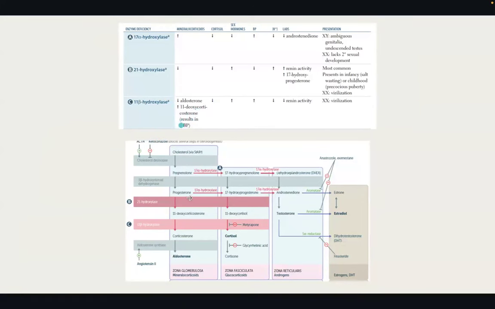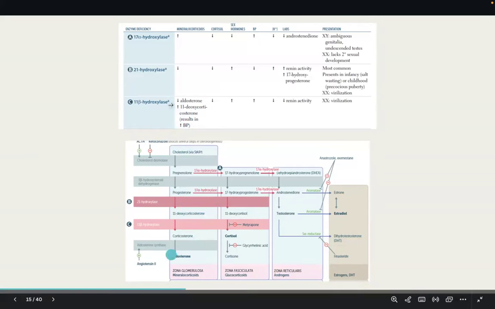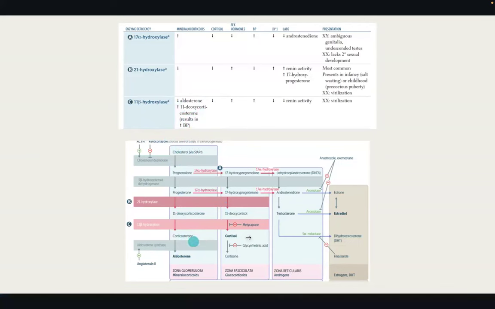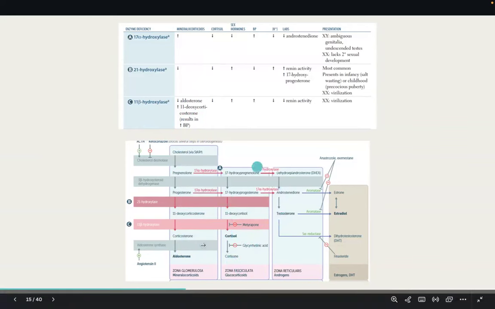Why do you think that is? Because I have a lot of DOC. Again, 11-DOC will just take in and do the function for aldosterone, which is why I'm going to have high blood pressure. Now, for cortisol, it's the last step of cortisol synthesis in both normal cortisol and corticosterone. I can't create corticosterone or cortisol. This is going to result in a severe deficiency of cortisol.